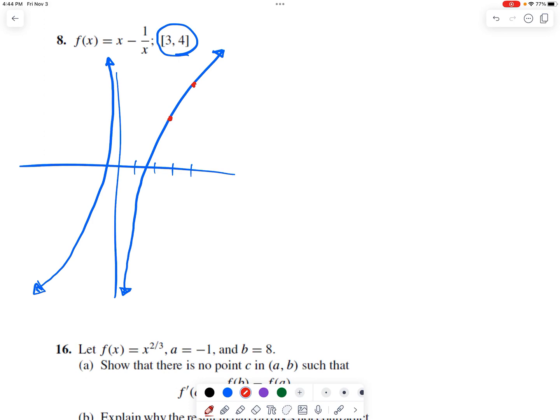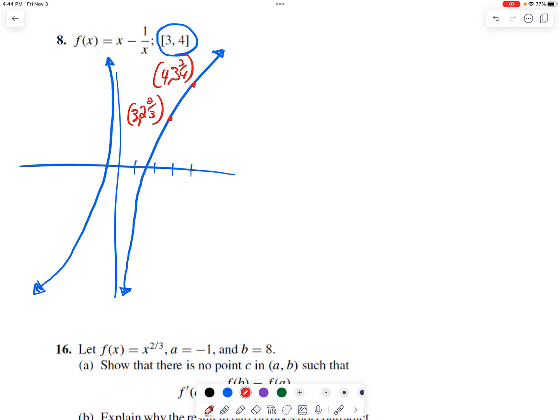Because, let's see, f of 3 is 3 minus 1/3, that's 2 2/3. Oh, this is not easy. 3 comma 2 2/3, and that's the point. Then f of 4: 4 minus 1/4 is 3 3/4.